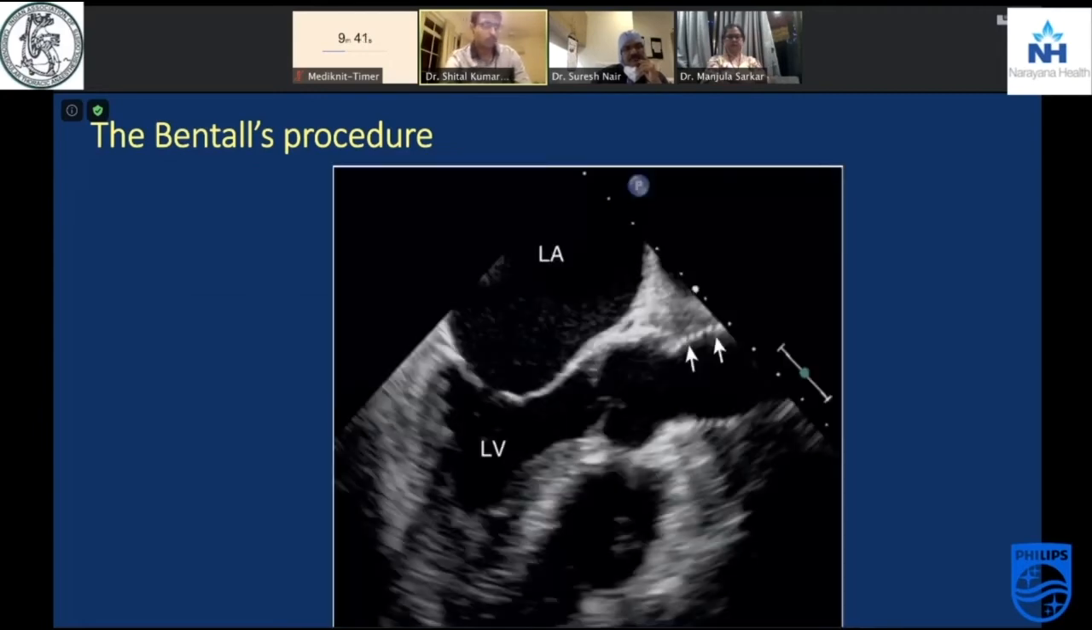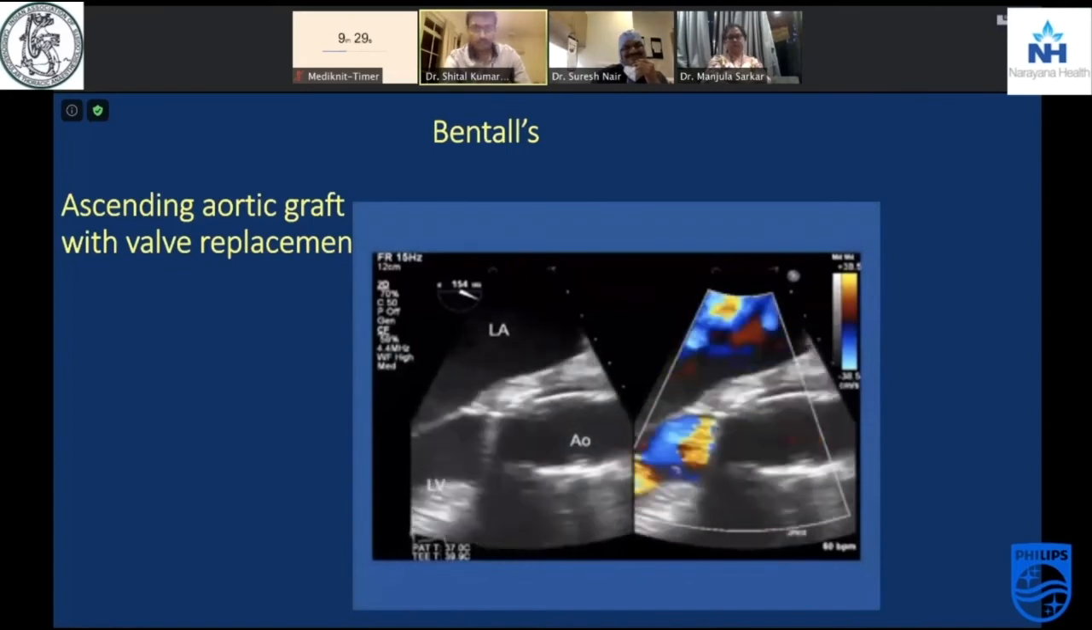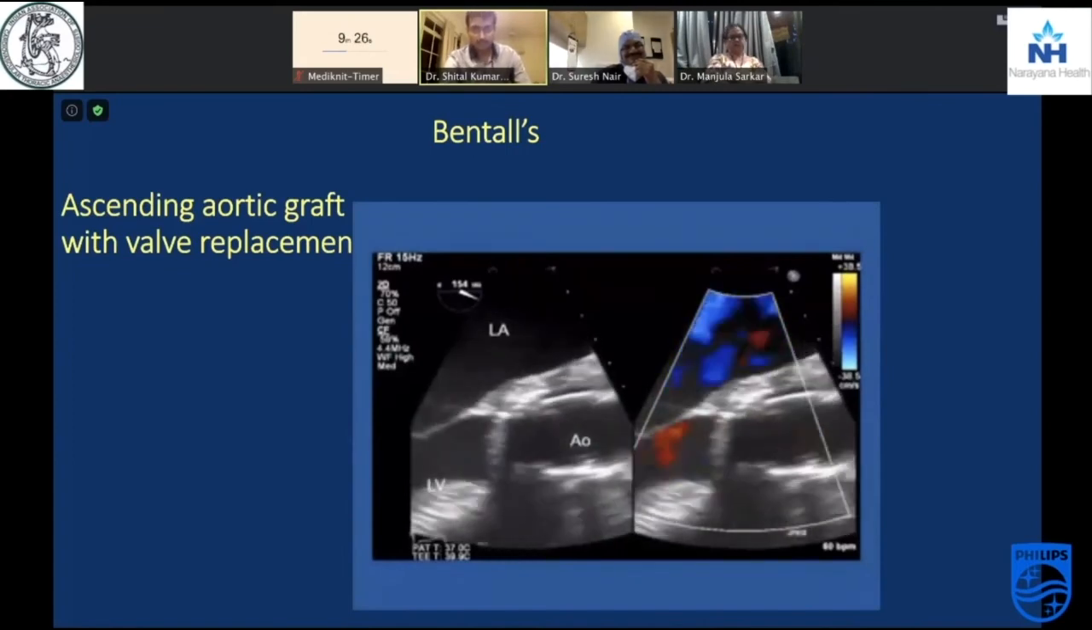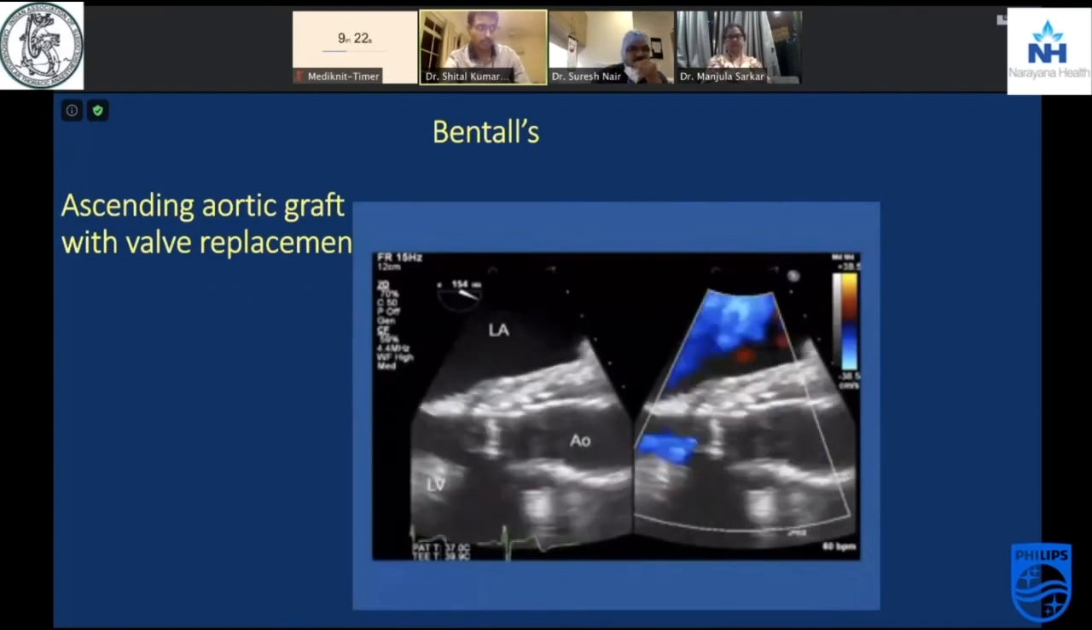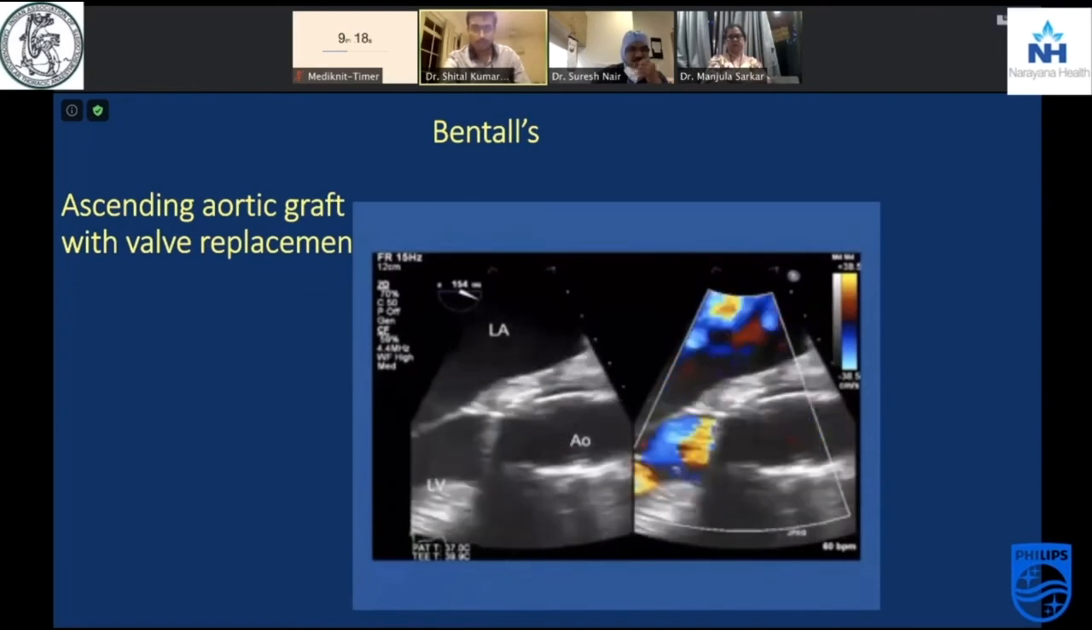That's the Bentall's procedure, and I only want to highlight here the arrows seen in this still image showing the corrugations. So, prosthetic graft, ascending aorta with the valve replacement. The prosthetic graft appears echodense. It's cylindrical and much more uniform.